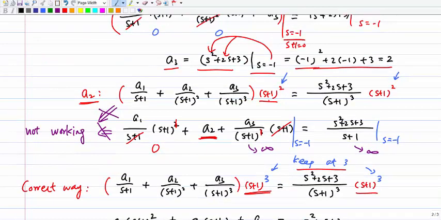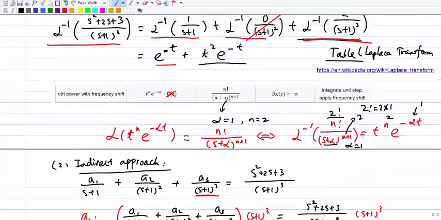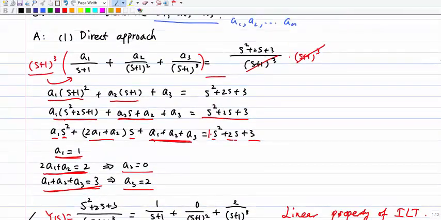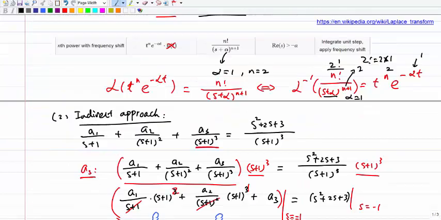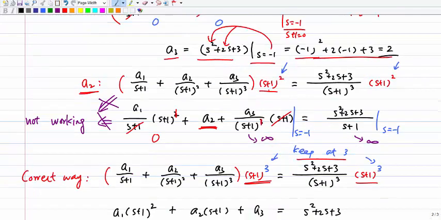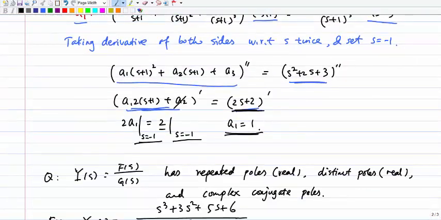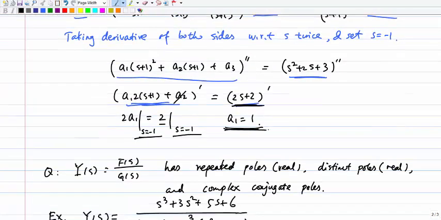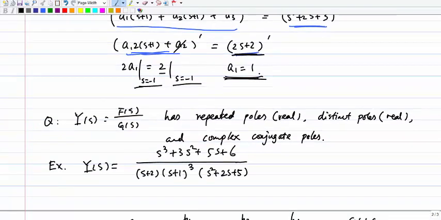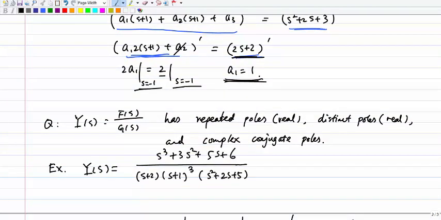A3 is here. Let me go back. A3 here is 2. If you go back over here, what I have is also 0, 1, 0, 2. Basically you get the same thing: this is 2 a3, this is 0, and this is 1. So it's the same thing. Here's a basic concept you can use.